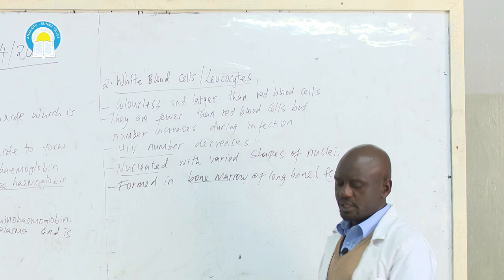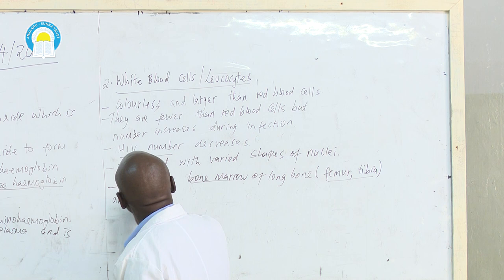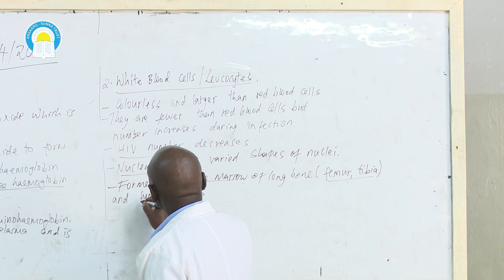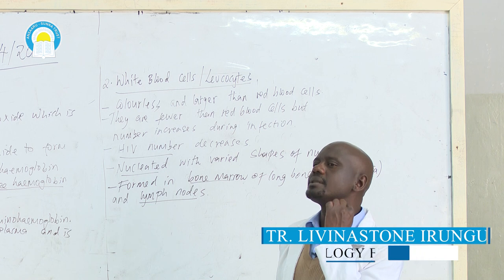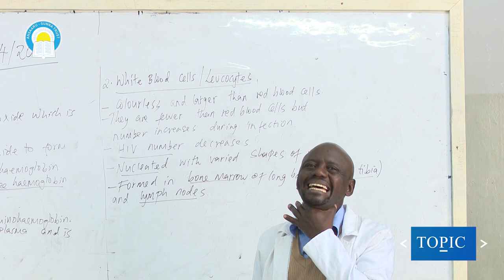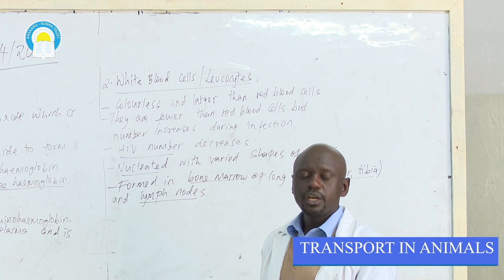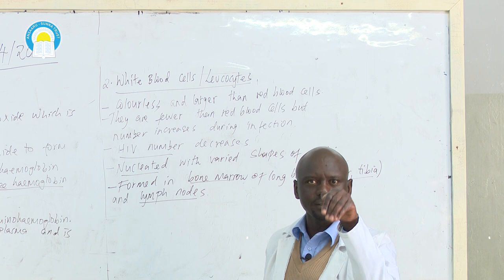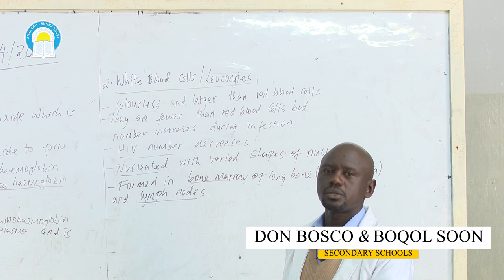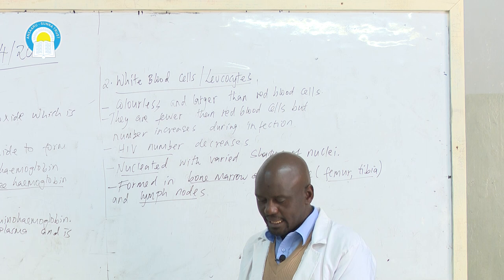And they are also formed in another region, what we call the lymph nodes. Lymph nodes are immunological glands that are found, some of them in the neck region and in the groin region. When you have a wound, you may have noticed that there is a part of your body in the groin region that swells. Those are the lymph nodes because they are responding by producing a lot of white blood cells to clear the infection.